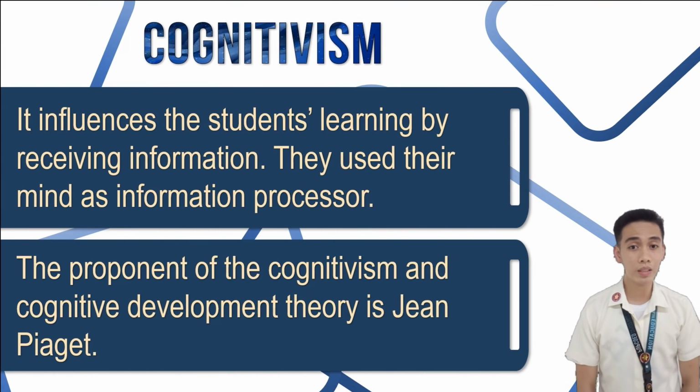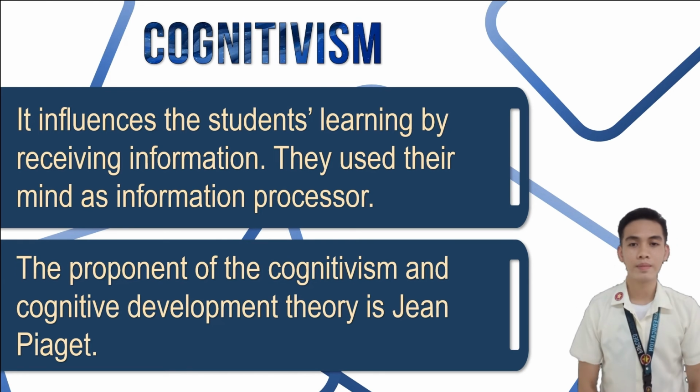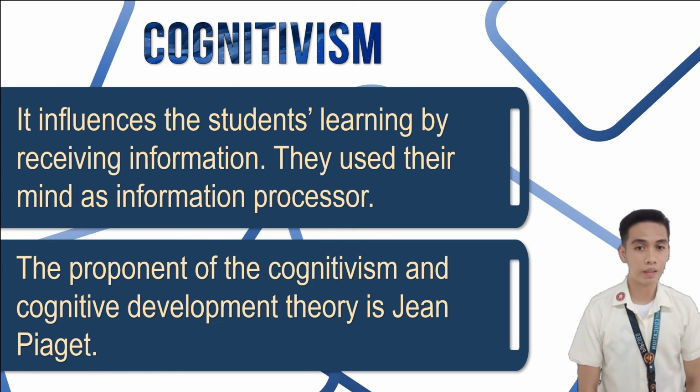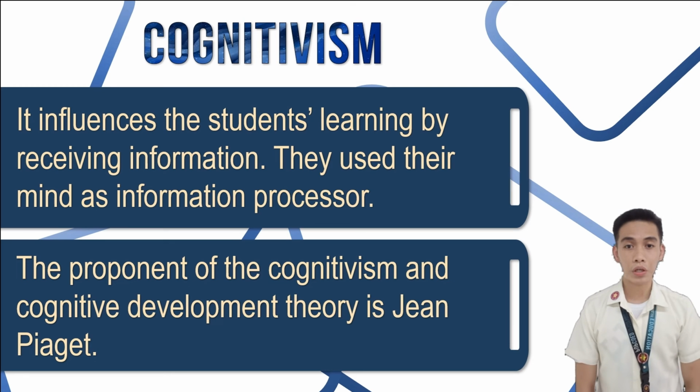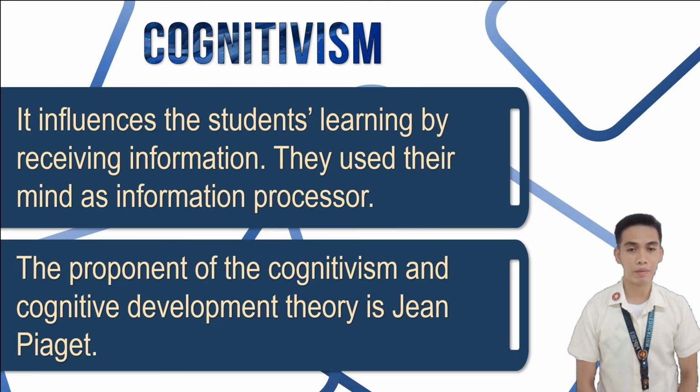So how does cognitivism influence learning? Do you know how? Alright, so cognitivism influences the learning of the students by what? By receiving, organizing, storing, and at the same time retrieving information. So they use their mind as information processor. And again, this question may come up in the said examination or licensure examination for teachers.